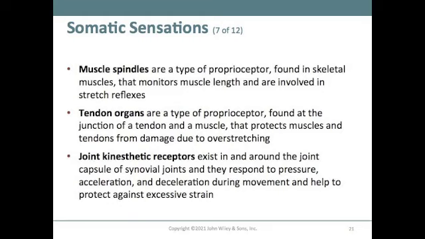Tendon organs are slowly adapting receptors located at the junction of a tendon and a muscle. By initiating tendon reflexes, tendon organs protect tendons and their associated muscles from damage due to excessive tension.